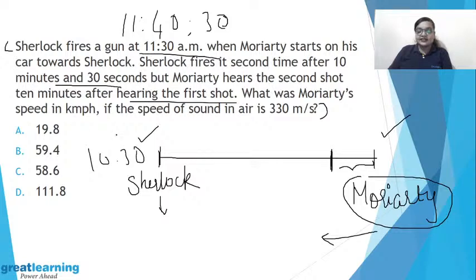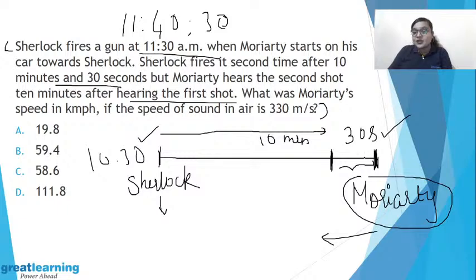Yes. So in that particular logic, what exactly I can do over here is the sound, right? The sound was traveling from here. I can say it would have traveled 10 and it could have reached at this particular point because Moriarty also started. So to reach this particular place from where Moriarty started, it would have taken only 30 seconds more, right? So can I say the distance traveled by sound in 30 seconds is equal to the distance traveled by Moriarty in 10 minutes? Can I say that?